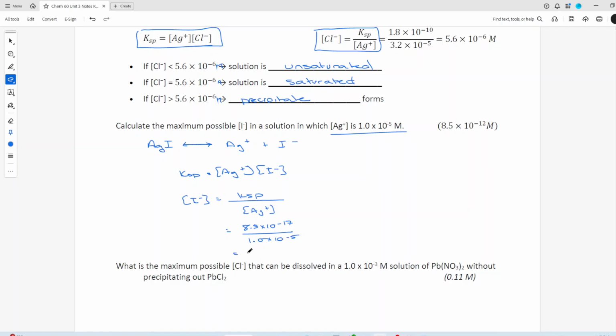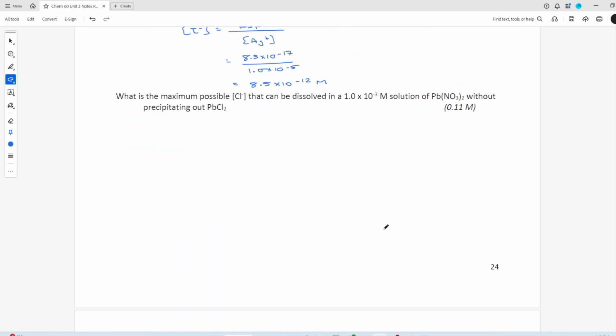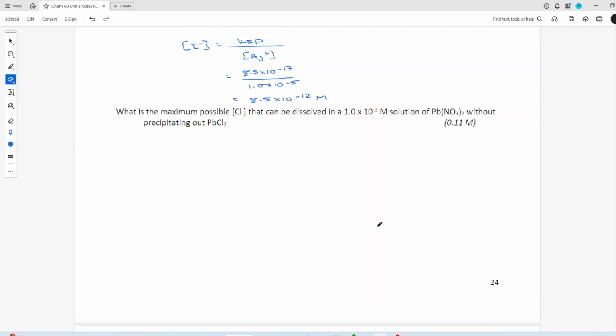So the maximum concentration of iodide ions is 8.5 times 10 to the negative 17 divided by 1 times 10 to the negative 5, which gives me 8.5 times 10 to the negative 12 moles per liter, or molar. That's the maximum concentration of iodide ions that could be added before a precipitate is formed. All right, how do you feel about that? Hopefully this is ending on a nice note. Sometimes things get harder and harder. I feel like this is definitely easier than type 3. All right, give this one a go.